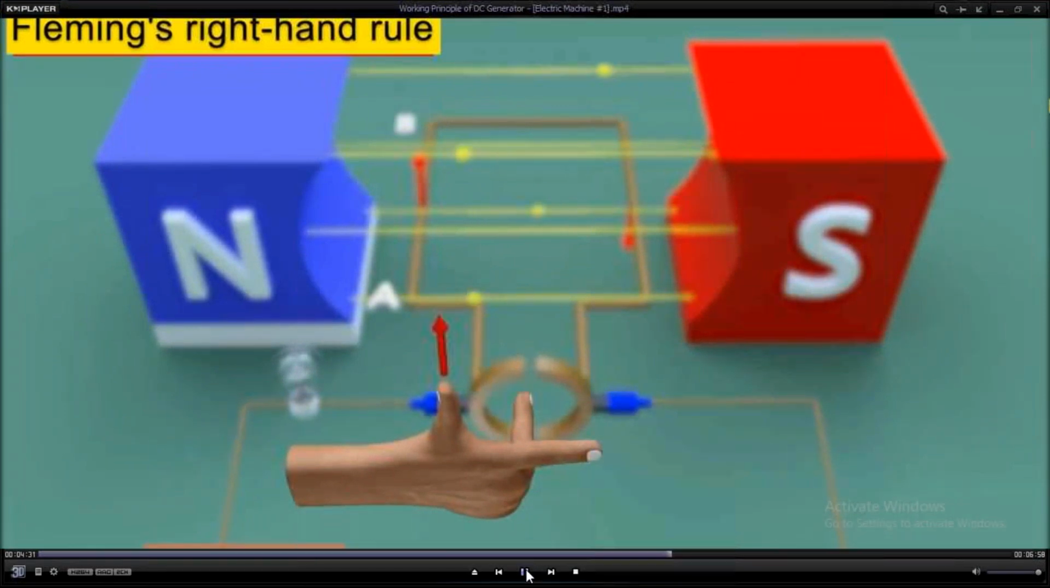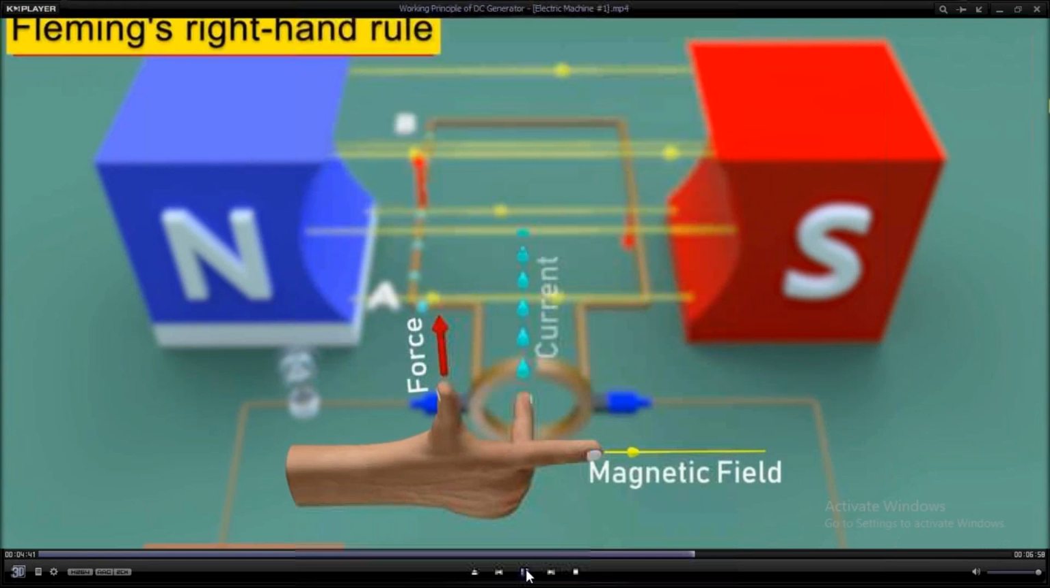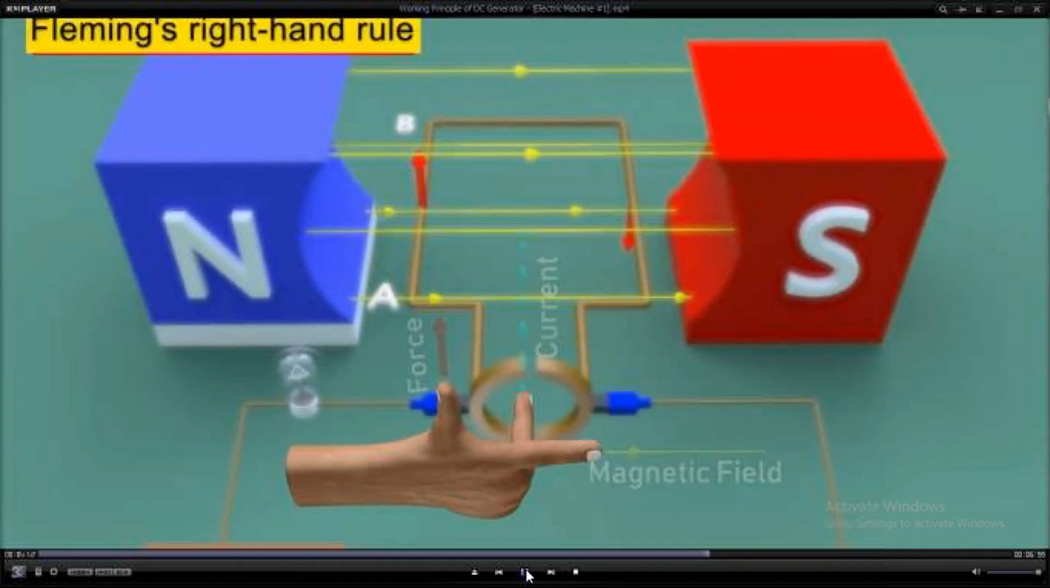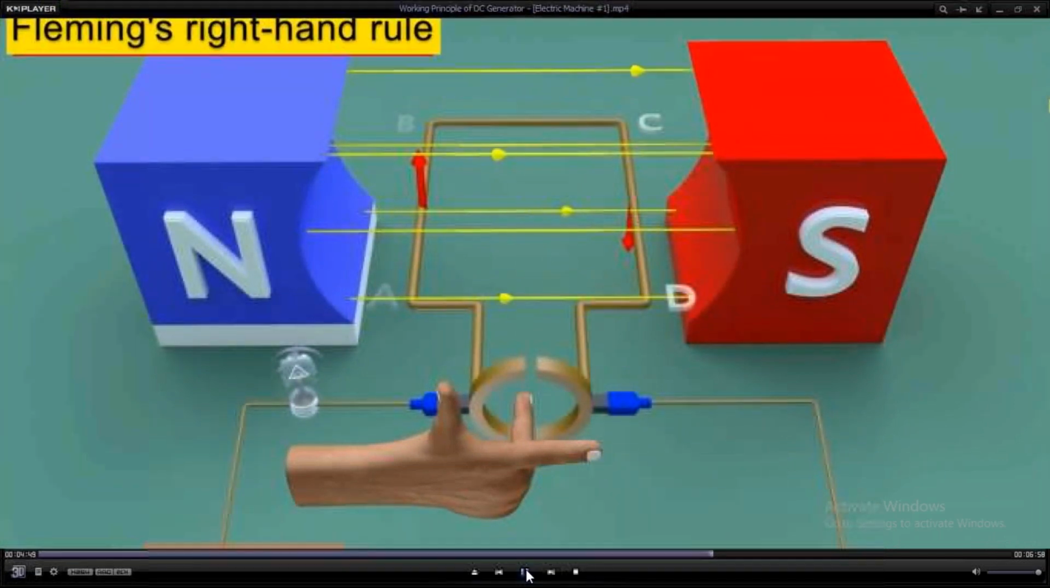How do we do that? We place our right hand so that the thumb points up, showing the direction of the force. The index finger points in the direction of the magnetic field from north to south pole, and the middle finger will point in the direction of the induced current, which in our case is from A to B. Similarly, to find the induced current in part CD of the coil, we again use Fleming's right-hand rule.